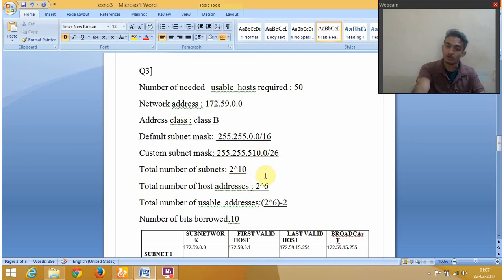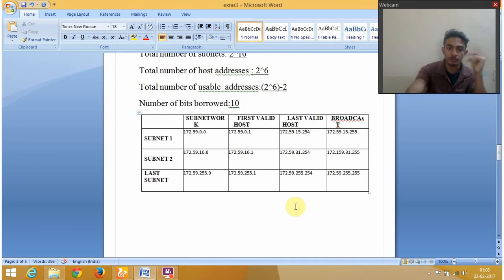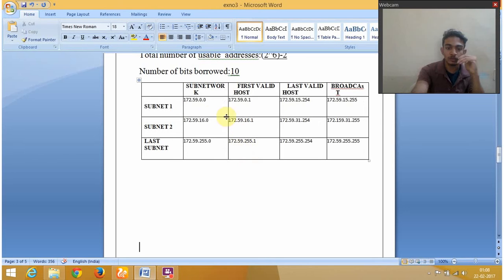So 1024 subnets will be there, and 2 raised to 6 is the total number of host addresses, and 2 raised to 6 minus 2 is the total number of usable host addresses. The number of bits borrowed is 10. This is the table. It's 59.0, then 59.16, then 59. The last one is 255.